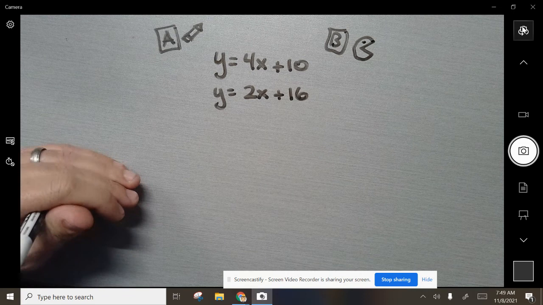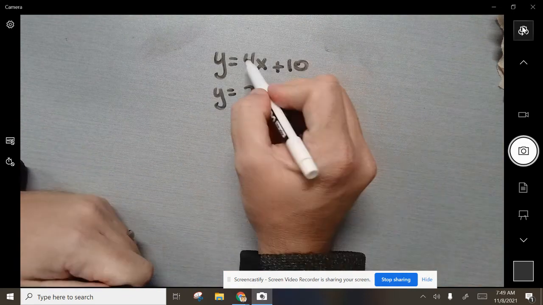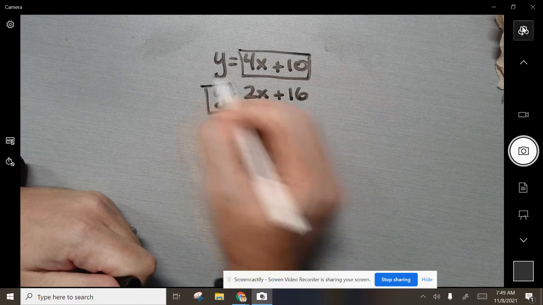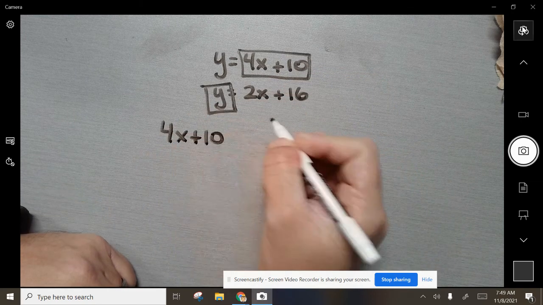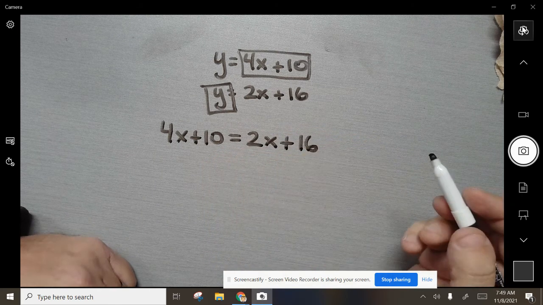All right, hopefully now you can go ahead and look at this. Let me go ahead and erase this, and let's solve this. What are you going to do first? You're going to take this and put this here. So maybe you need a little review on that. So it's going to be 4x plus 10 equals 2x plus 16.